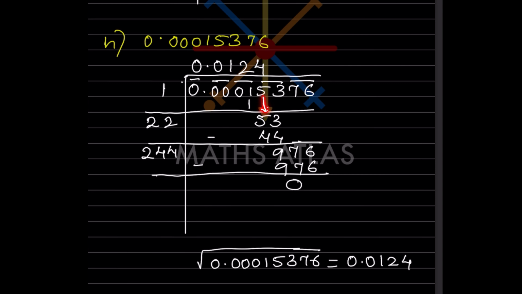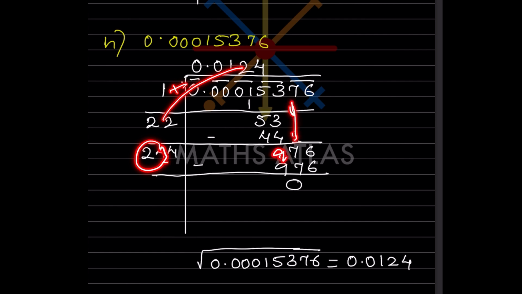Again, you will take now this pair down, that is 53. So here you will put your 22 into 2 because if you are taking 23 into 3, that is going to be 69. This is 53. So 22 into 2, that is 44. So here again now 22 plus 2, that is 24. Here the remainder is 9.